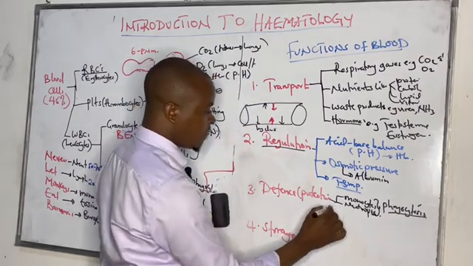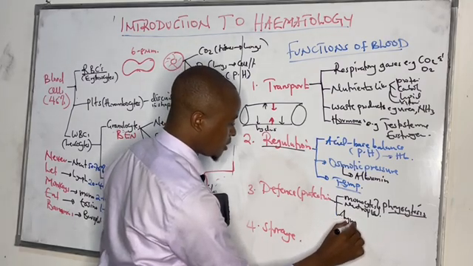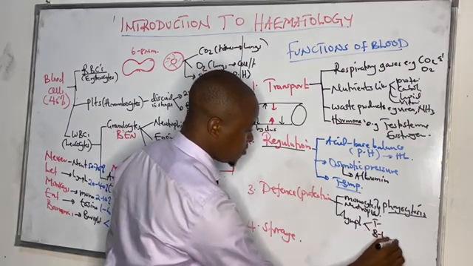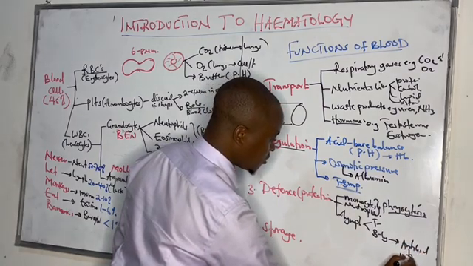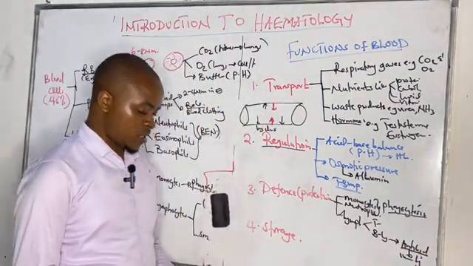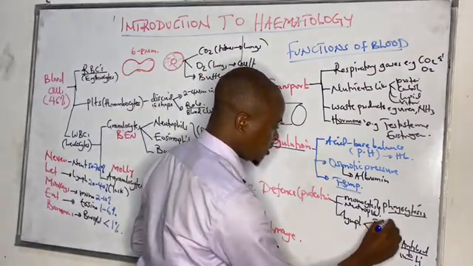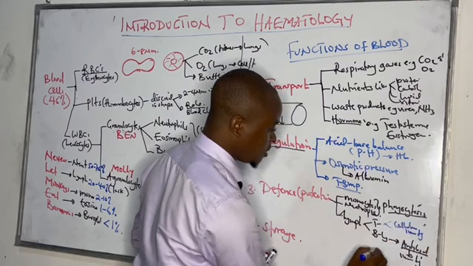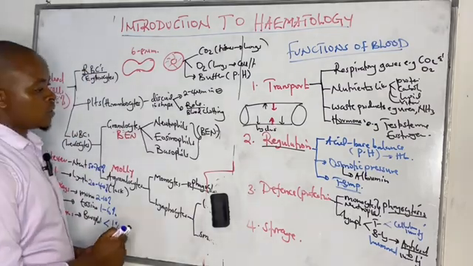Then we have seen another defense mechanism by the lymphocytes. We said these lymphocytes are divided into T and B lymphocytes, and the B lymphocytes produce antibodies that provide immunity to the body, known as immunoglobulins. Then the T cytotoxic cells kill, and the T helper cells play a big role in cellular immunity. This is cellular immunity, this is humoral immunity. So that is fine.